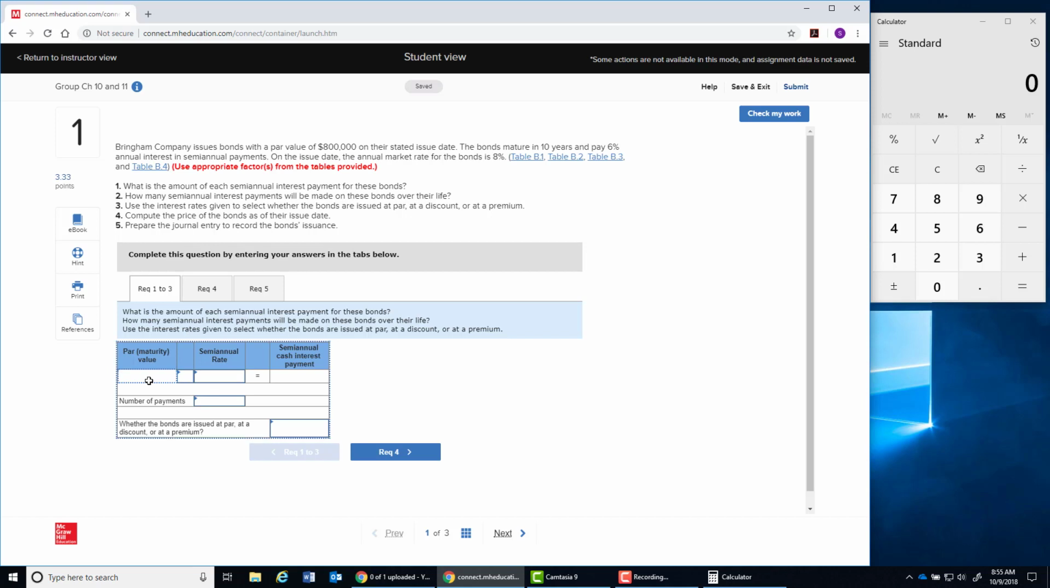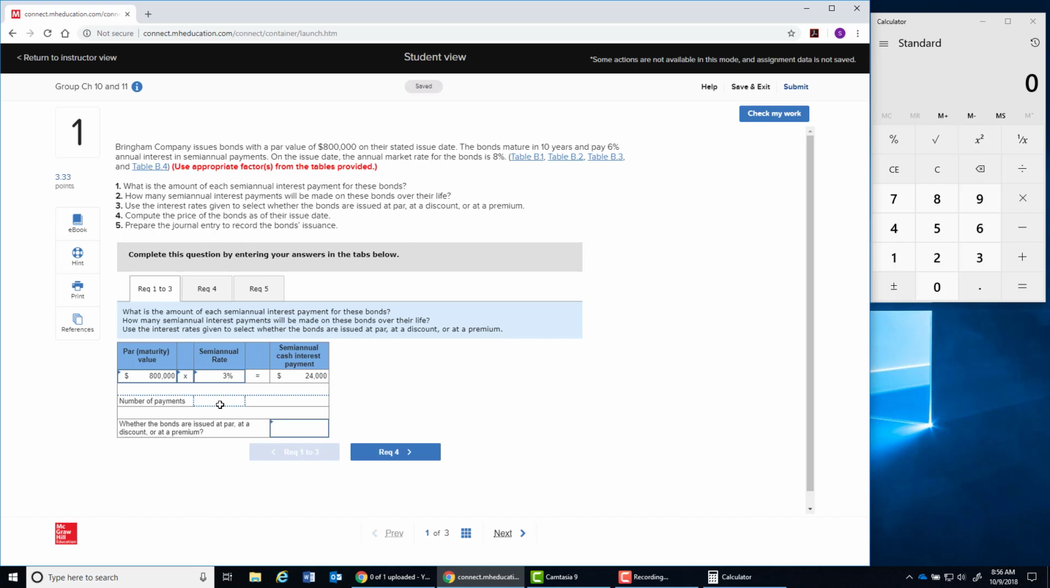So they're kind of giving us a formula to figure this out. So what's the par value at maturity? 800,000, right? And then what's the operator going to be? Well, normally it's going to be a multiplier, right? We're going to multiply it by some semi-annual rate. Well, what is the stated rate on our bond? It's 6%. Semi-annually, what would that be? This is an annual percentage rate, so the semi-annual rate is going to be 3%. And that means that my semi-annual cash interest payment is going to be $24,000. Every 6 months, we're going to pay $24,000.